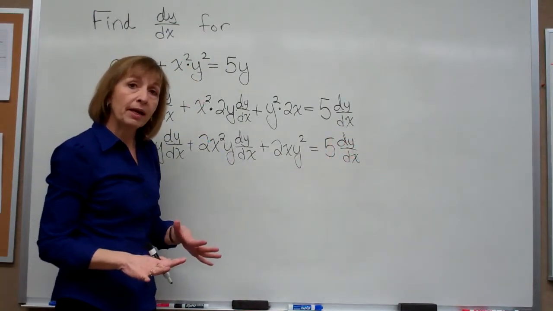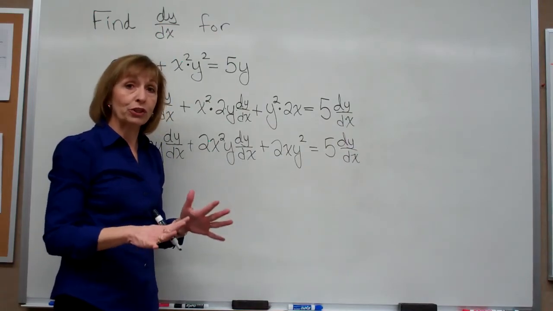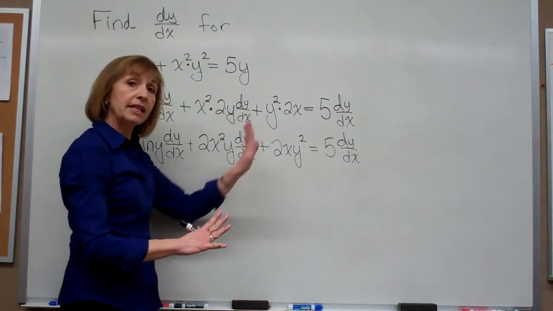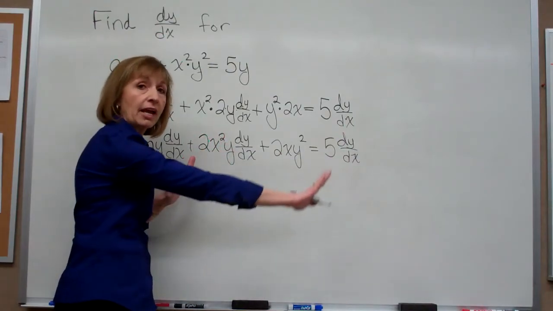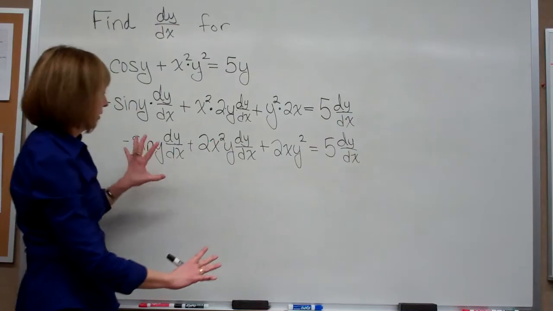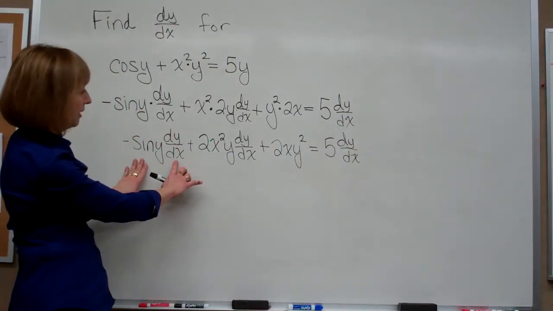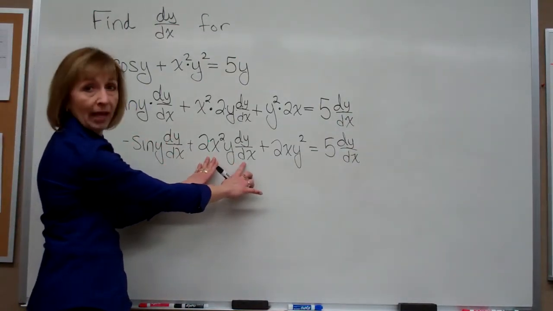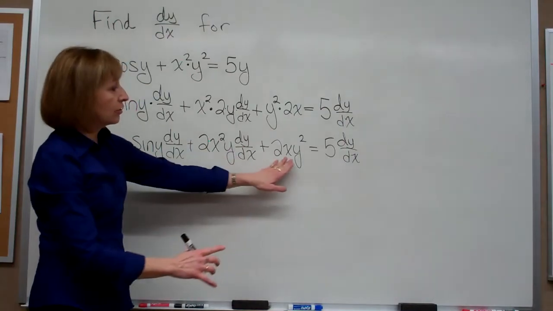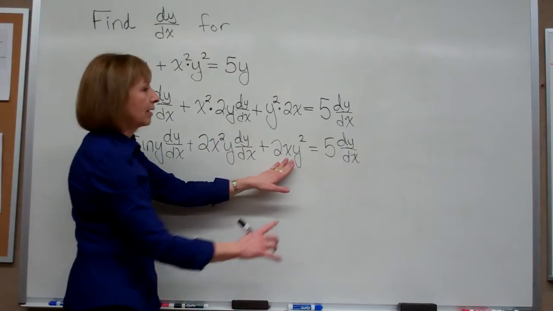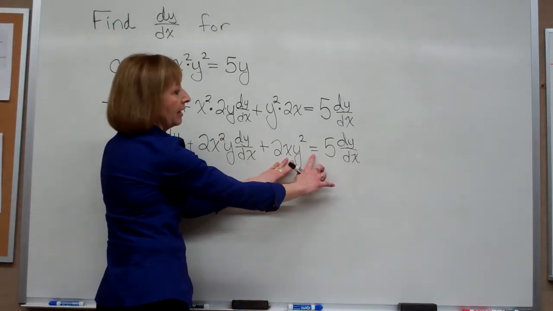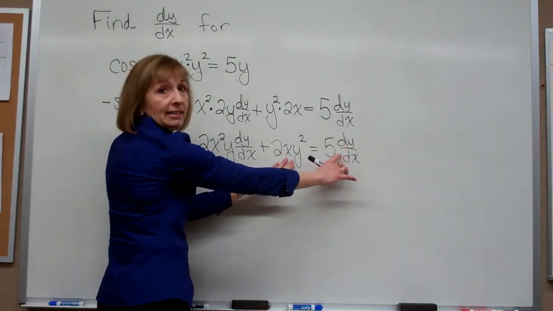Now to solve for dy/dx, the first thing you want to do is to sort your terms. You want all the terms that have dy/dx on one side of the equation and all the terms that don't have dy/dx on the other side. So this first term has a dy/dx. The second term has a dy/dx. This third term on the left-hand side does not have a dy/dx. On the other side of the equal sign, my term 5 dy/dx has a dy/dx.